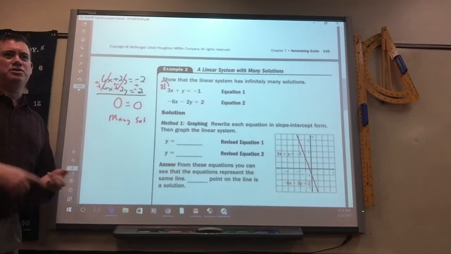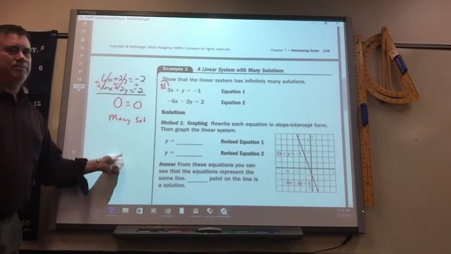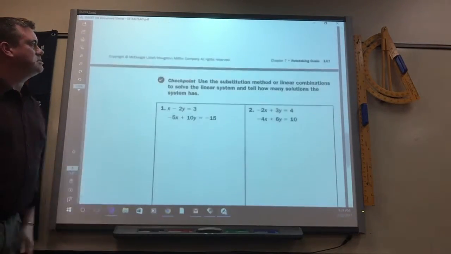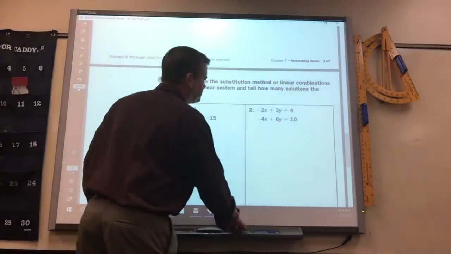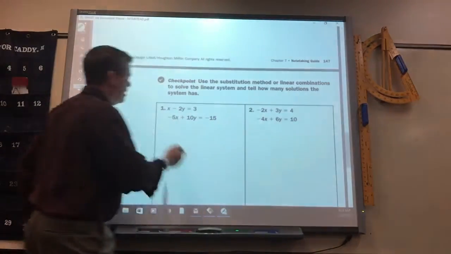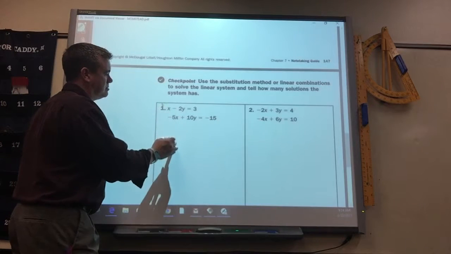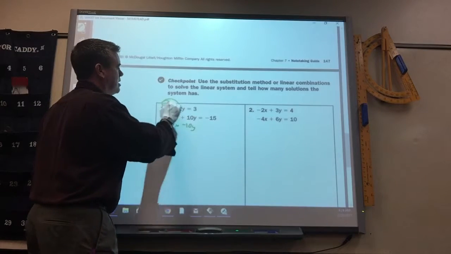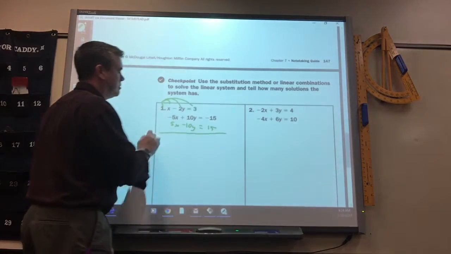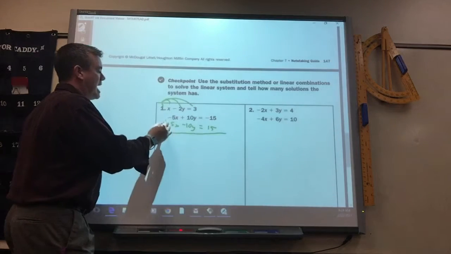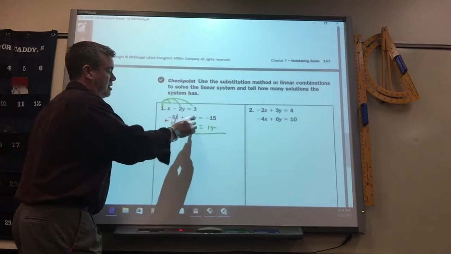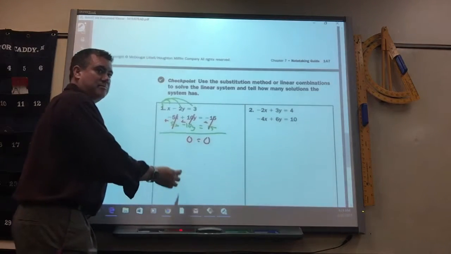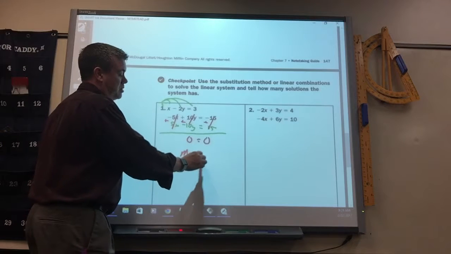So that's all it is today. They have the many solution and no solution with a couple that can be solved thrown in there. Okay, so again, here if I took this times 5, I would get 5x minus 10y equals 15. So if I added these, that would cancel, and that would cancel. So if you end up with 0 equals 0, it's many solutions.